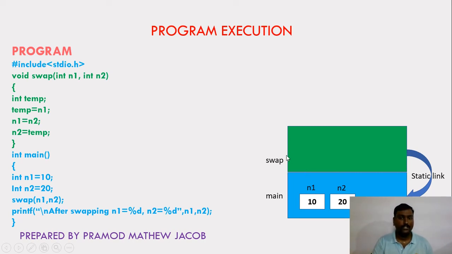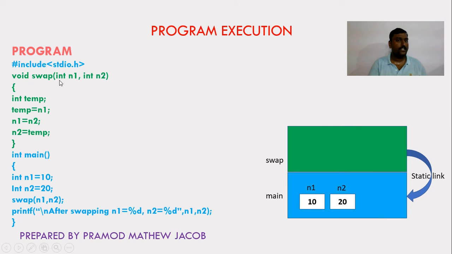The swap function is called from the main function, so a static link is created between swap and main. Whenever the swap function has executed or its lifetime is completed, the control is transferred back to the main function. So a static link is created at the point of calling a function. The control is transferred to the swap function. Inside the swap function we are creating two memory blocks named n1 and n2.